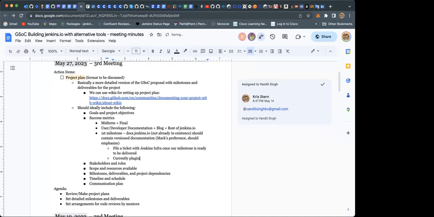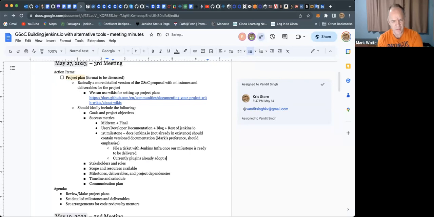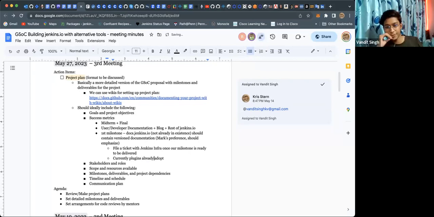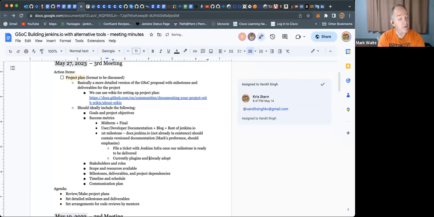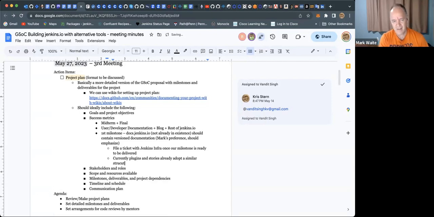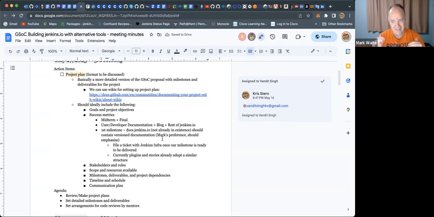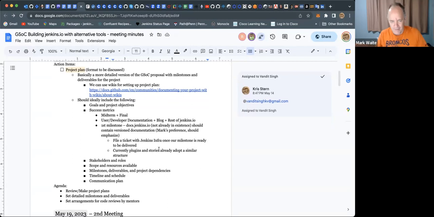Okay. Let's see. So Plugins already adopts, right, and likewise Stories. And Accounts too. Yes, that's right. True. I hadn't even thought of Accounts, that is a very different thing. Plugins and Stories are both static sites. Accounts is really a different site because it's a non-static site. It's got a database behind it.